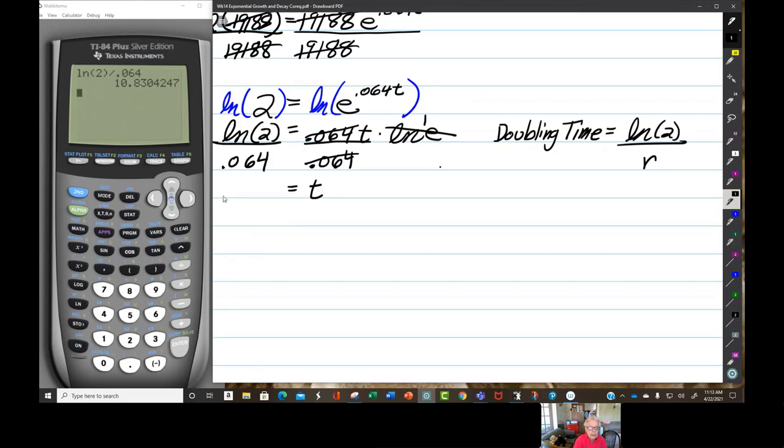And we're supposed to round this to the nearest whole number of years. The 8 is going to cause the 0 to go up to a 1. So this will be really close to 11 years. So I won't quibble with 11 years.